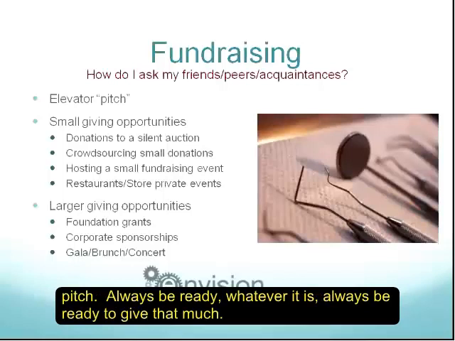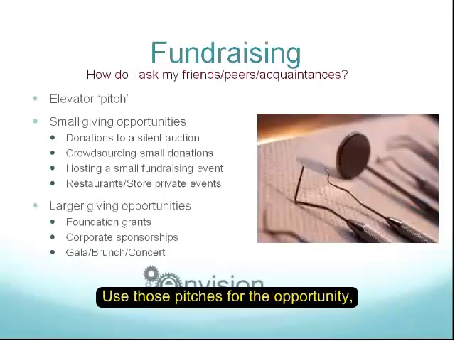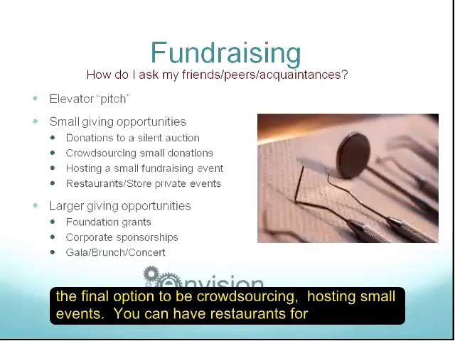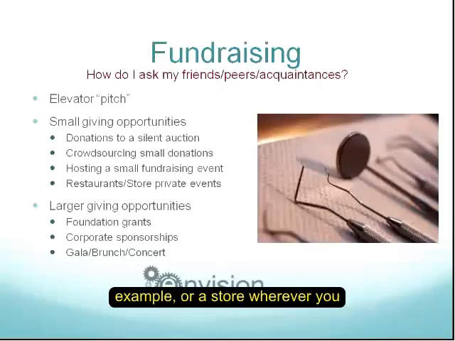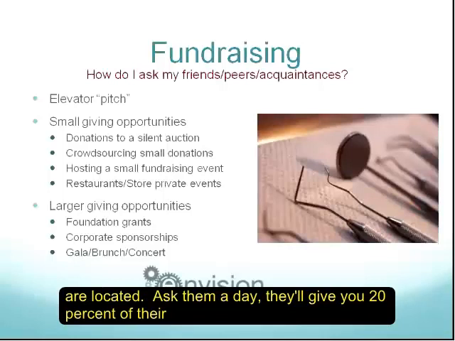Always be ready to, when somebody says, why should I give to your cause, or what's so important about your cause, whatever it is, always be ready to give that pitch. And you can use those pitches in your small giving opportunities, which, a small giving opportunity could be a silent auction, could be crowdsourcing, you could be hosting a small event. You can have restaurants, for example, or a store wherever you're located.